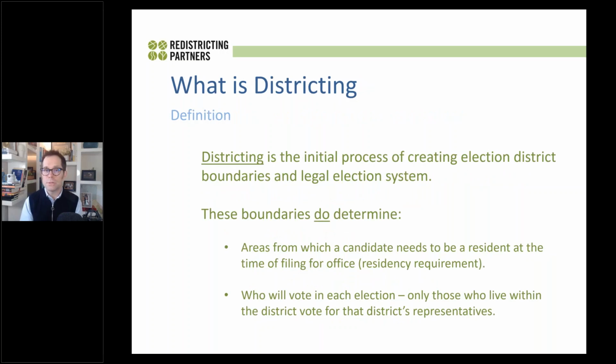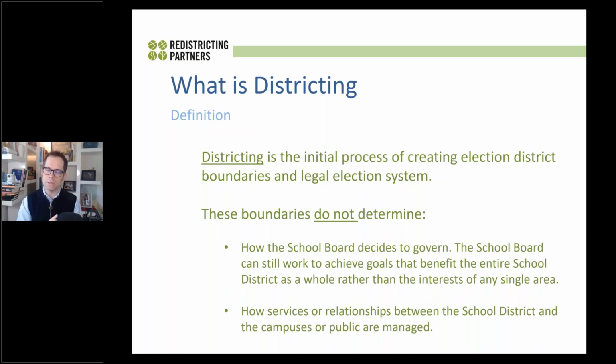The creating of election districts within a school district determines who can run for an office. They have to live in that district, and who votes in that office. It's the residents of that area. You can think of it as districts matter on election day, or in California, election month. So that's really what they determine. What they don't necessarily determine is how you govern and how you see yourself as a school board.